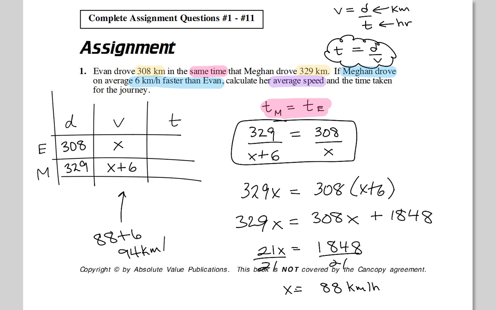Have we even answered the question? What does it say? Calculate her average. Ooh, I forgot to highlight something. And the time. So always reread the question, see if you did it properly. Calculate her average speed. So that's Megan. We have that. And the time taken for the journey. So just put in x right there, and you'll get the time. 308 over 88. 3.5 hours. Very nice, you guys.